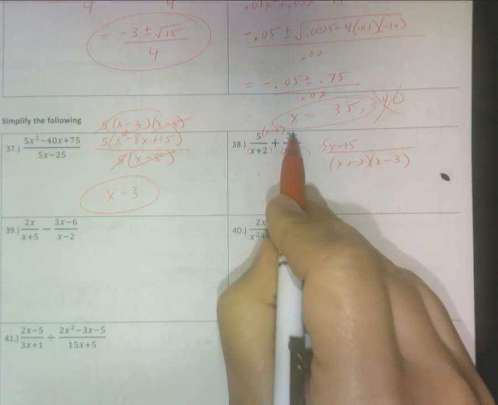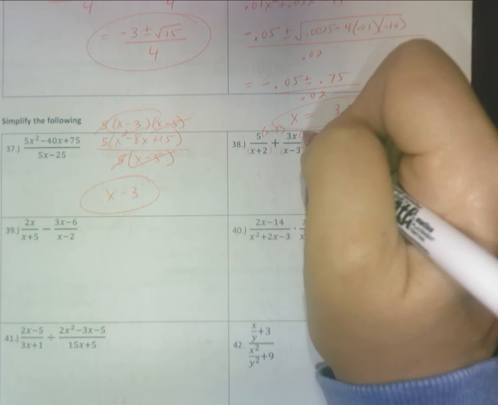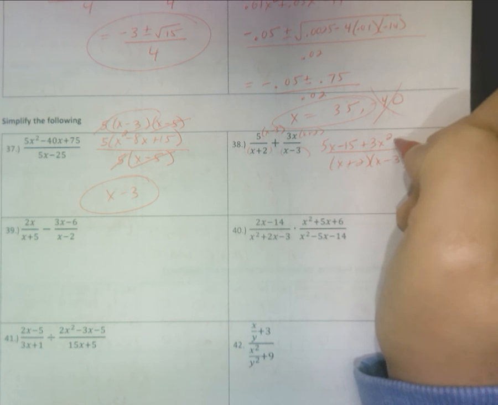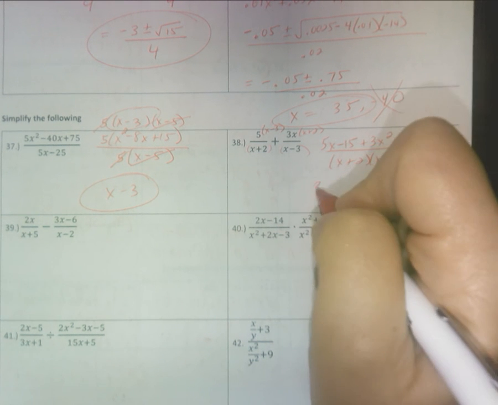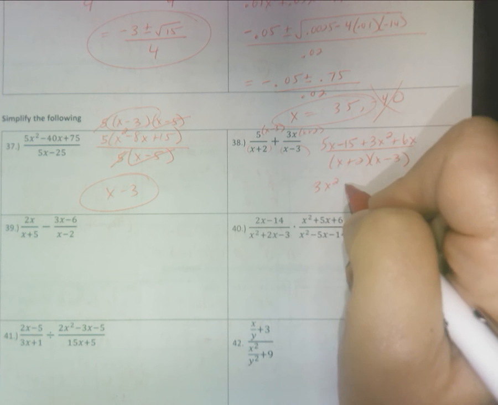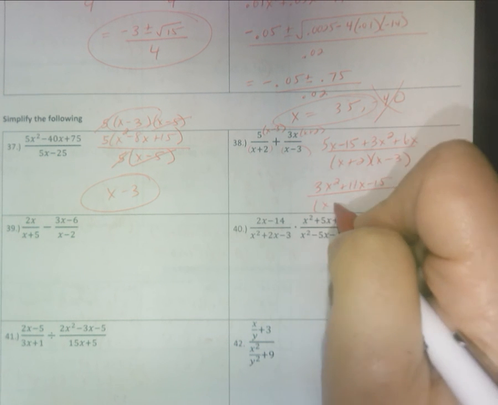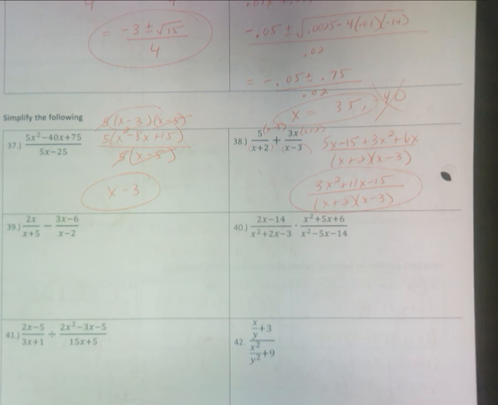This fraction, if I want to make it this common denominator, is missing the x plus 2. I want to distribute that out. And then you want to clean up that top. You get 3x squared plus 11x minus 15. And you don't have to FOIL the bottom. We can leave the bottom as is, but that is the simplified form.